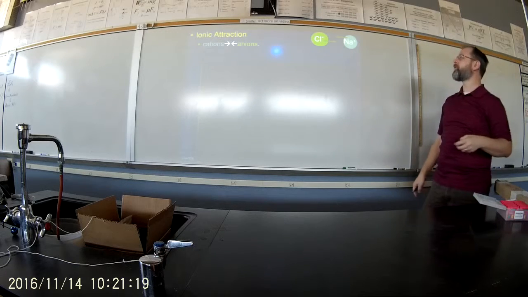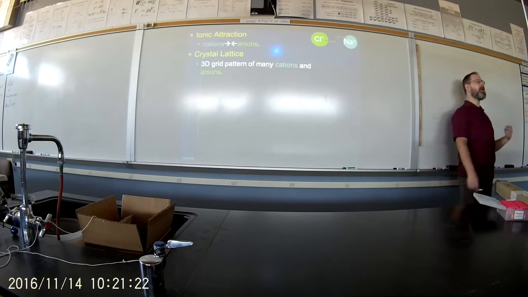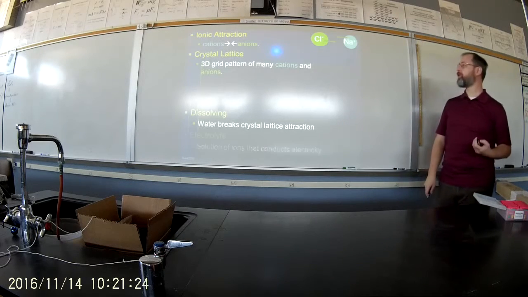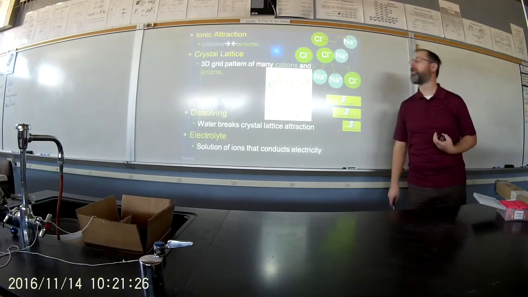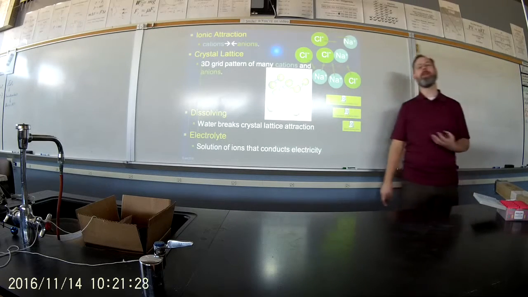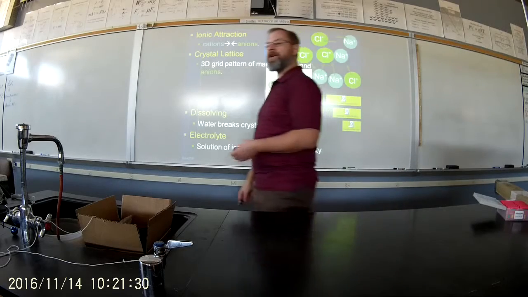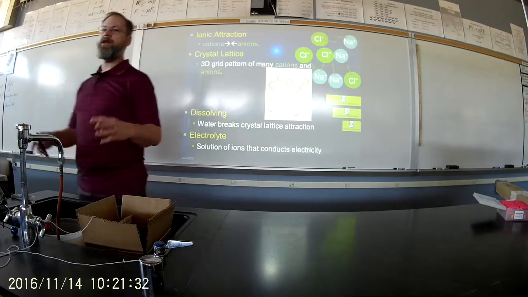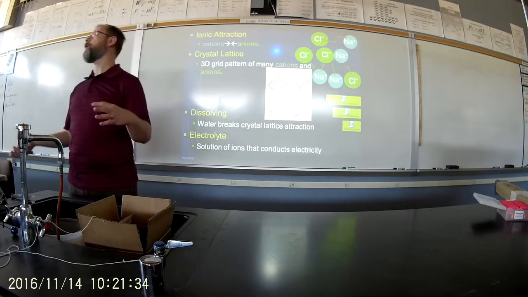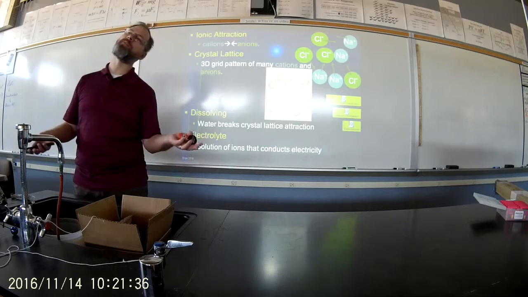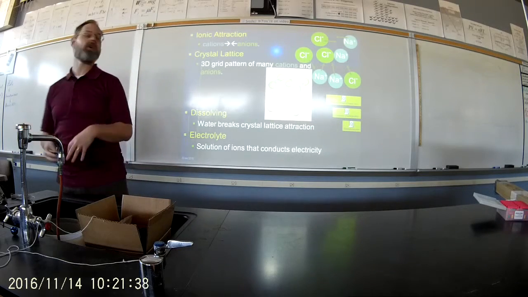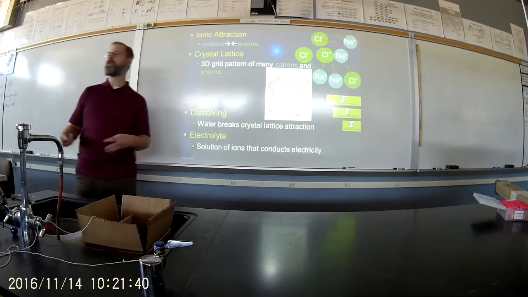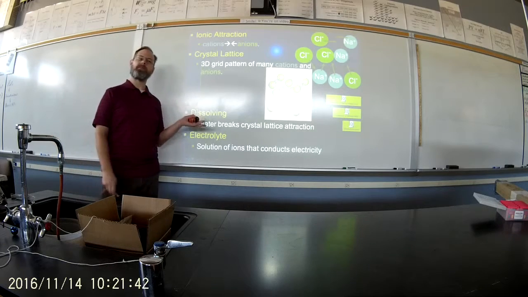Okay. Well, it turns out, if you got a whole bunch of chlorines and a whole bunch of sodiums, they will form what's called a crystal lattice. So you take that chlorine and sodium again, and you combine it with 1 billion more chlorines and 1 billion more sodiums, and all the ions are attracted to each other, and they form a 3-dimensional grid called a crystal lattice.